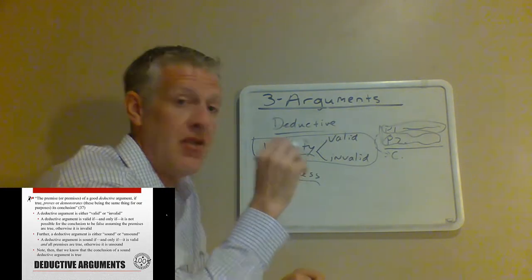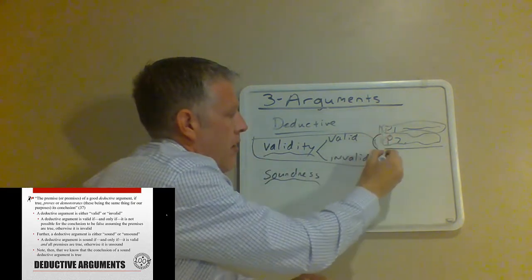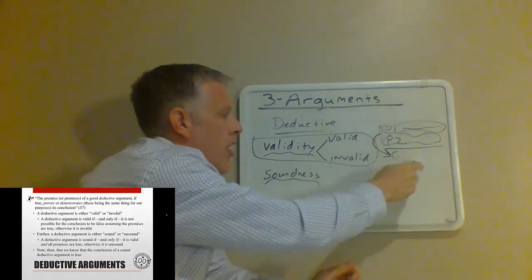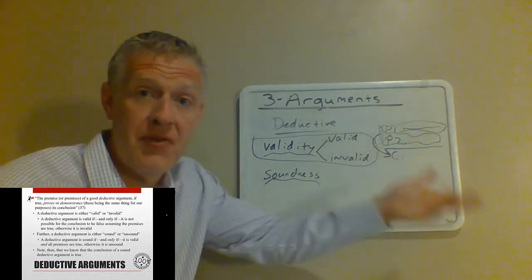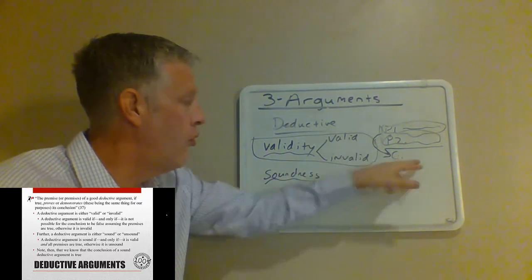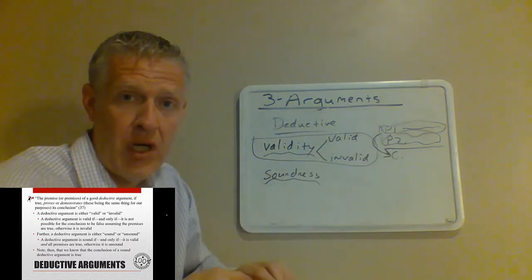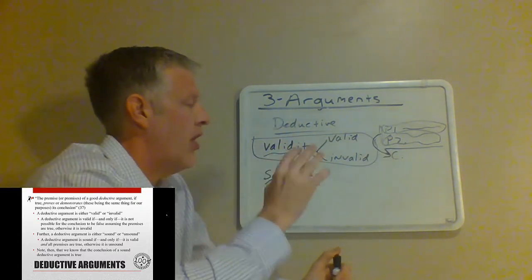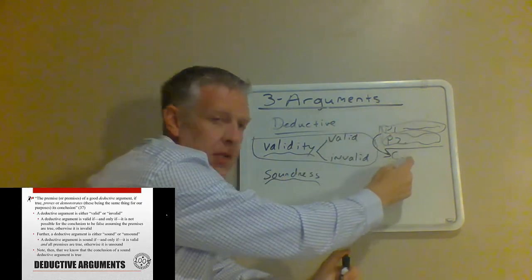All you're asking is, assuming they're true, do they necessitate the conclusion? If I assume these are true, does this have to be true? Because that's what the person thinks, right? They're proving their conclusion. That's the key to a deductive argument, identifying it as a deductive argument. So when it comes to validity, we're asking, if I assume these are true, does this have to be true?